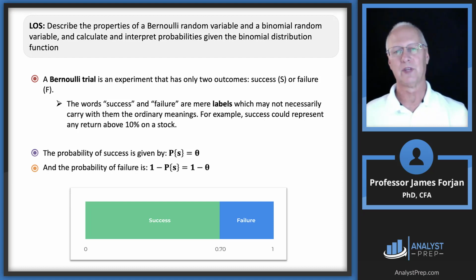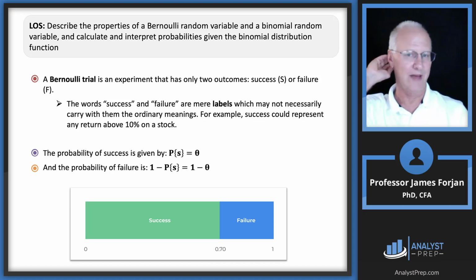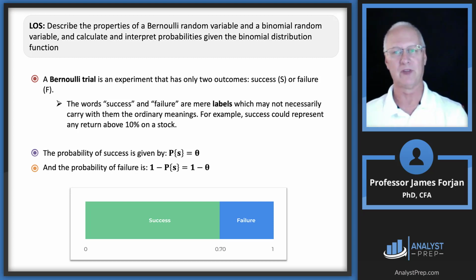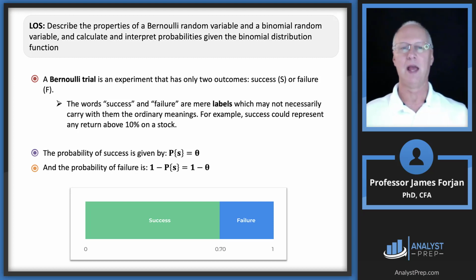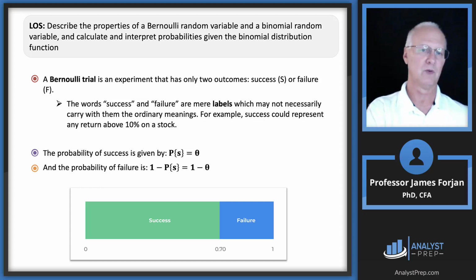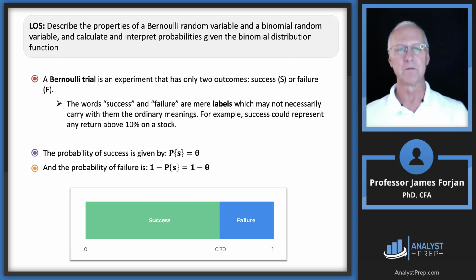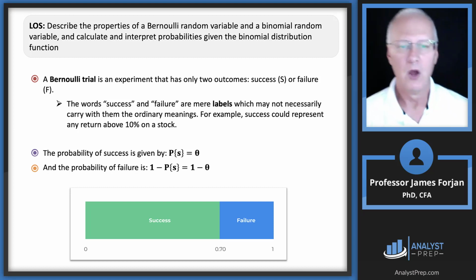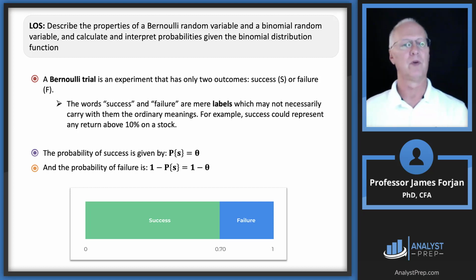Now, those successes or failures don't have to be a 1 or a 0 outcome. Look at the example we have there. Success could represent any return above 10% on a stock. That would be success. Any return of 10% or less would be considered a failure. Notice how this Bernoulli trial goes back to what we were just doing with probabilities.